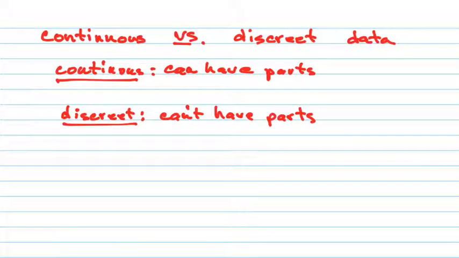Think about things in this room. Pencils. Can you have half a pencil? Kind of. But it's still just one pencil, really, in reality, right? No matter how big or small it is. Now, what if you were measuring the lengths of pencils? The lengths of pencils would be continuous, but the number of pencils would be discrete. So you get the idea?